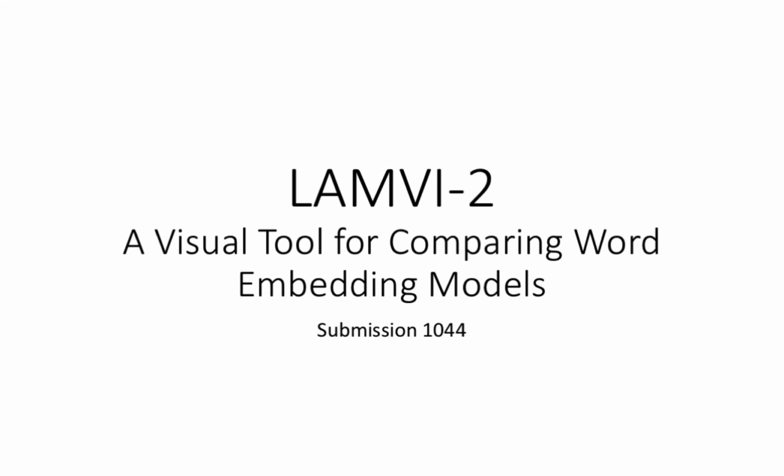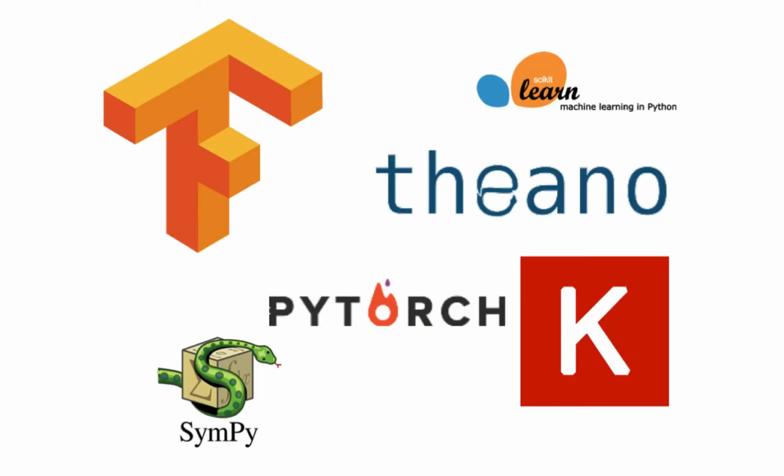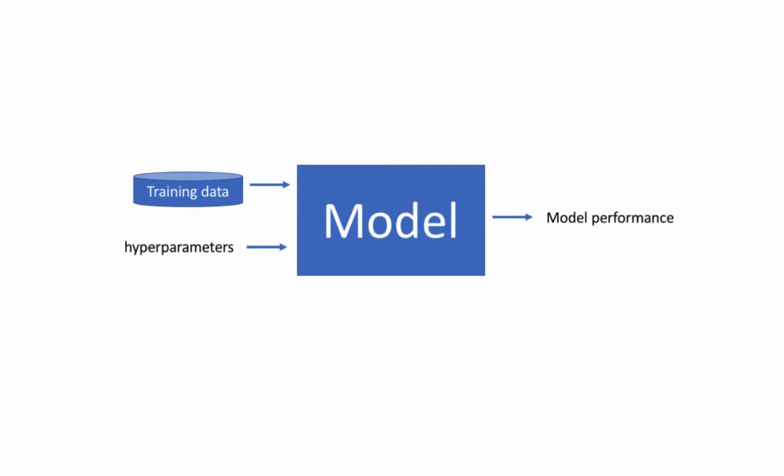We introduced LAMVI-2, a system to help developers train and select neural embedding models. A significant number of frameworks allow developers to rapidly build new neural architectures. These make it easy to construct new models, train them with data and hyperparameters, and evaluate the output.